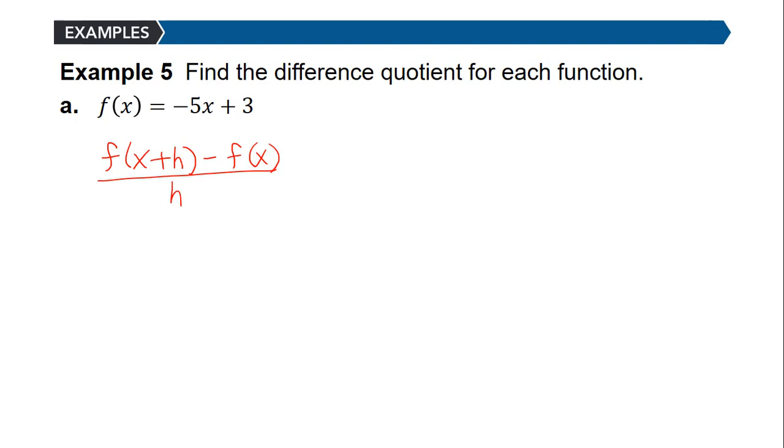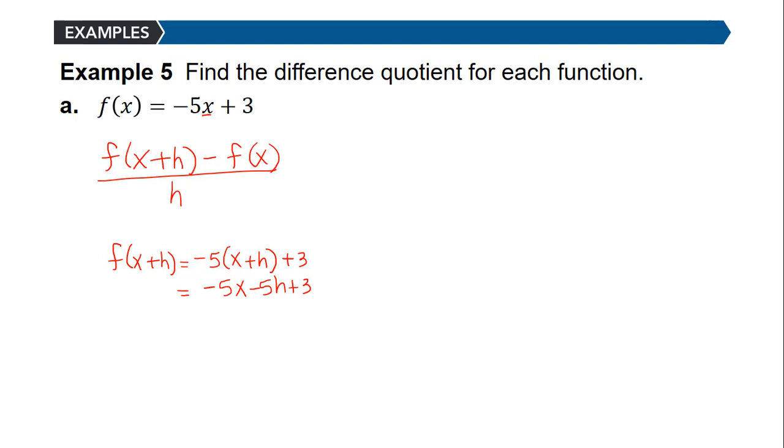To find f of anything, I'm going to do this down below. F of x plus h is we replace the x with what's inside, the x plus h. So this is negative 5 times x plus h, then plus 3. So this simplifies to be negative 5x minus 5h plus 3.